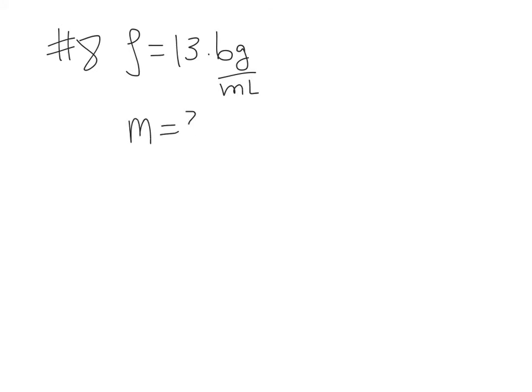Number 8 gives you a density of 13.6 grams per milliliter. It asks you to find the mass, so that's the unknown, if the volume, which is also given, is 1.00 liters. So that's the information, givens and unknowns. It also specifies that you want the mass in kilograms, so this is not a conversion. We're given density and volume. We want to find mass, so this is a calculation.